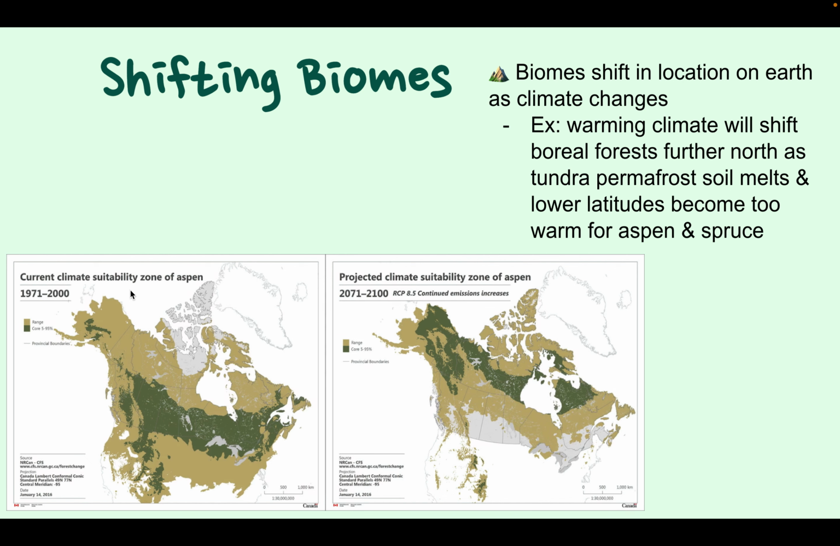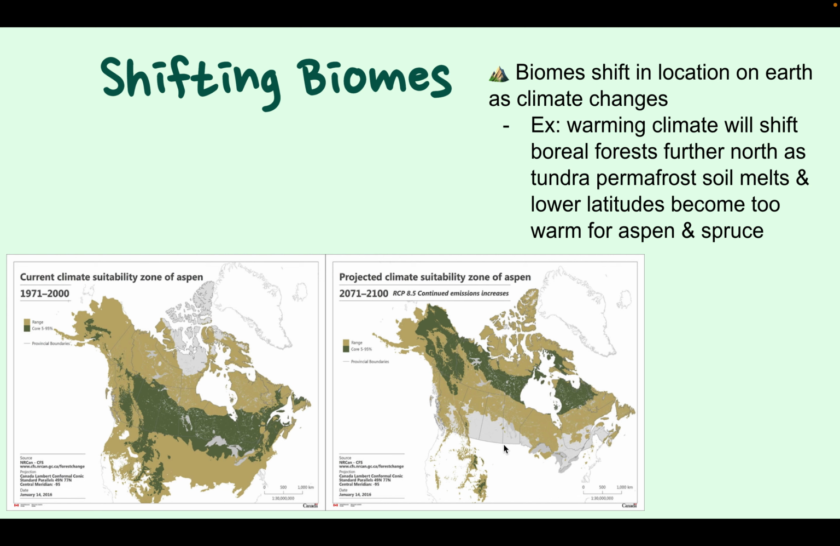So this is the current climate zone for aspen trees. So you have the range here of the aspen trees. This is the core of those aspen trees, so the vast majority here. This is from 1971 to 2000. So this was the current area where aspen trees grow. As the climate warms, though, it's going to shift those aspen trees further north because this area down here, or what was down here, is too warm.